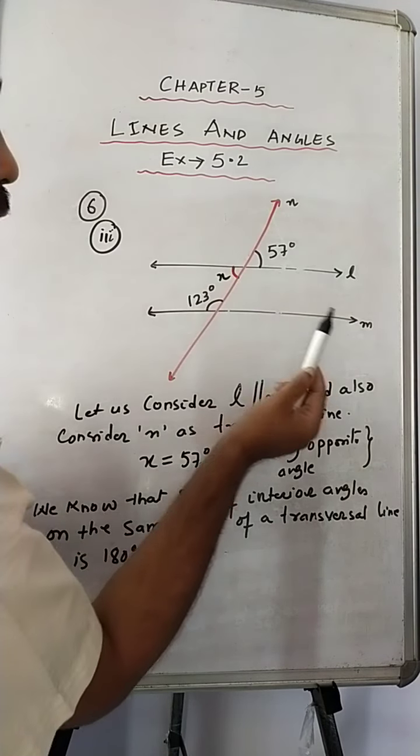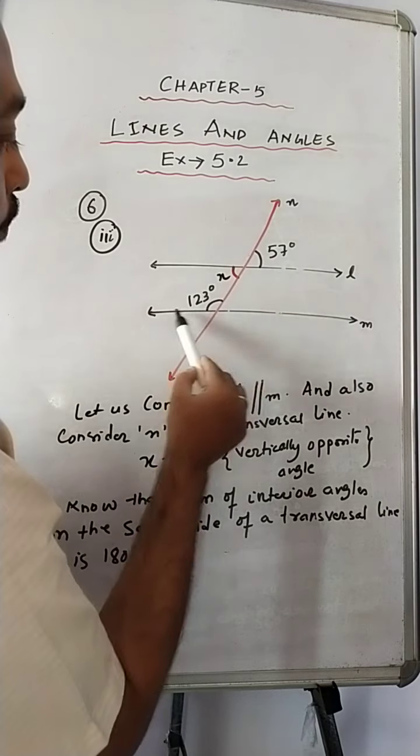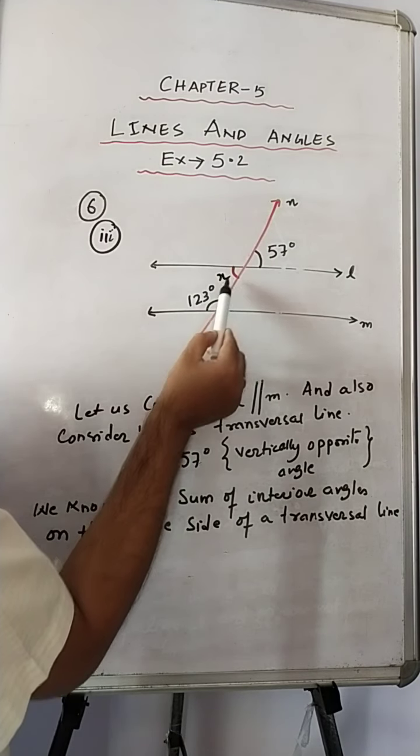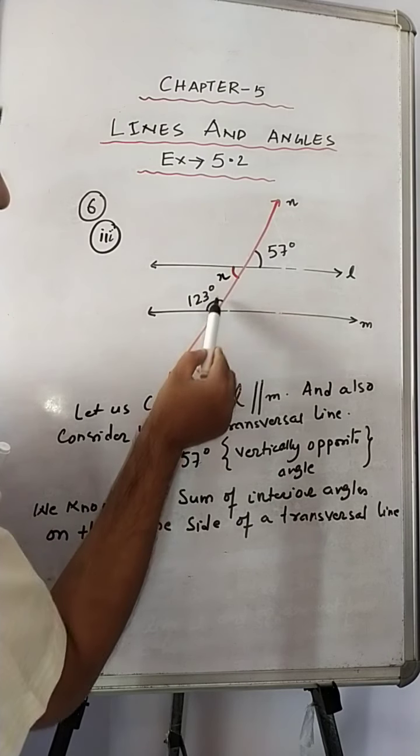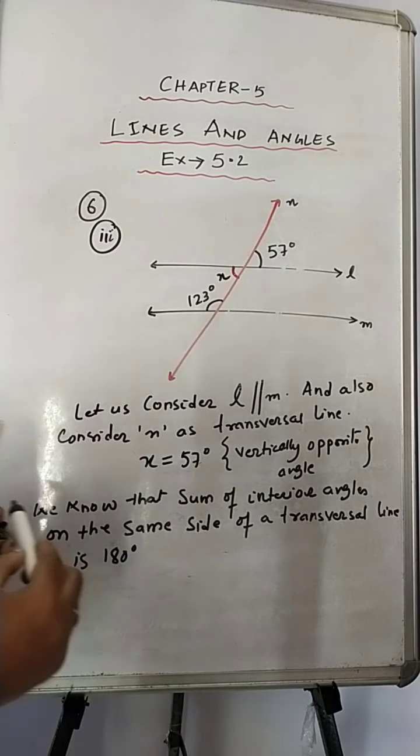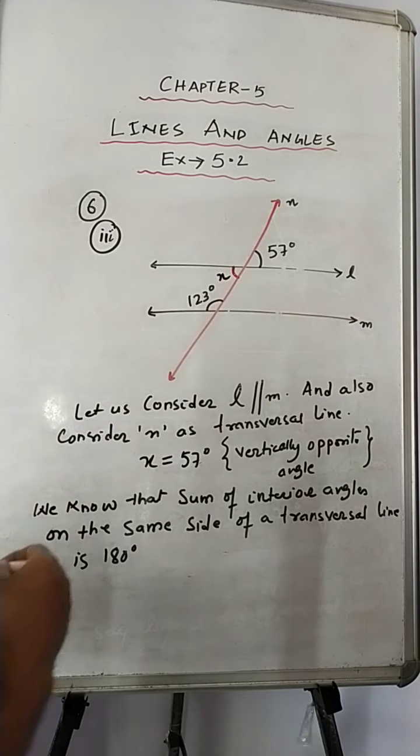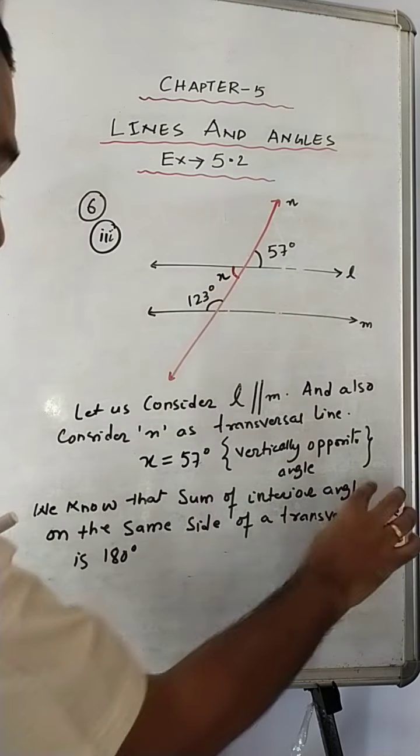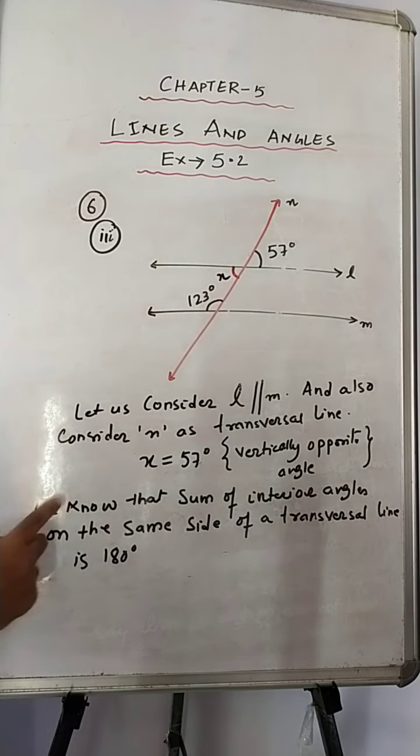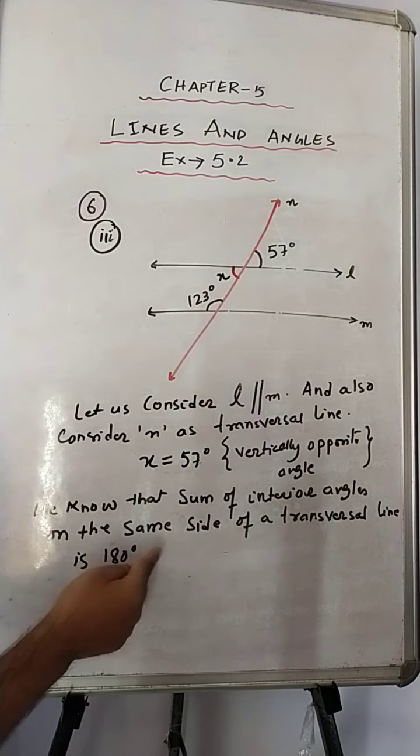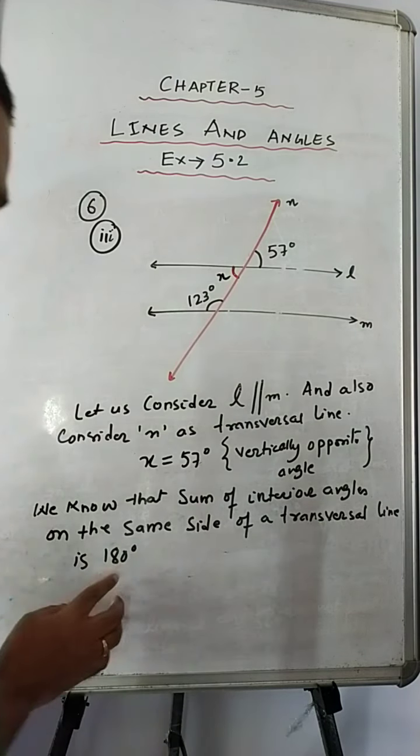Now as we have already assumed that these two lines are parallel to each other, the sum of the interior angles on the same side of the transversal line should be equal to 180 degrees. That means the sum of these two angles should be 180 degrees. This is what we have to write. See, again the same thing you have to write. So we know that the sum of interior angles on the same side of a transversal line is 180 degrees.